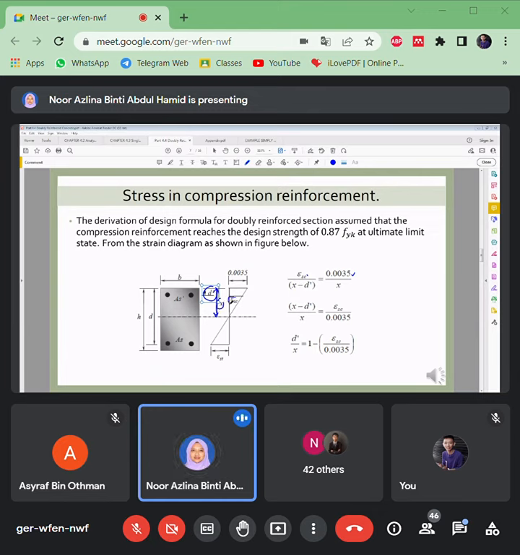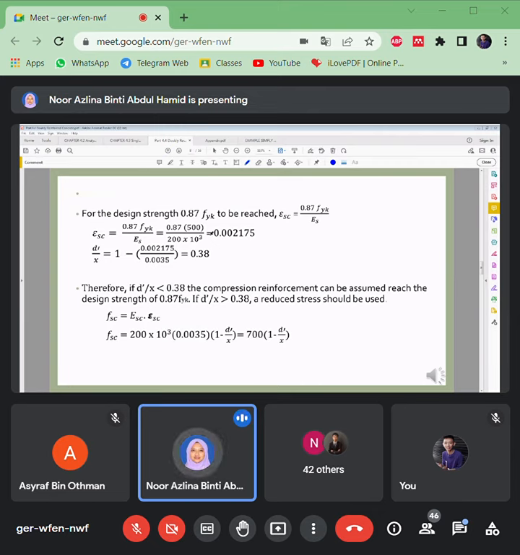While for strain of steel in compression, the depth is X minus D prime. Just make a ratio between 0.0035 depth and also strain for the steel in compression. So at the end, this is the checking for stress in compression. D prime divided by X is equal to 1 minus strain of steel in compression divided by 0.0035.